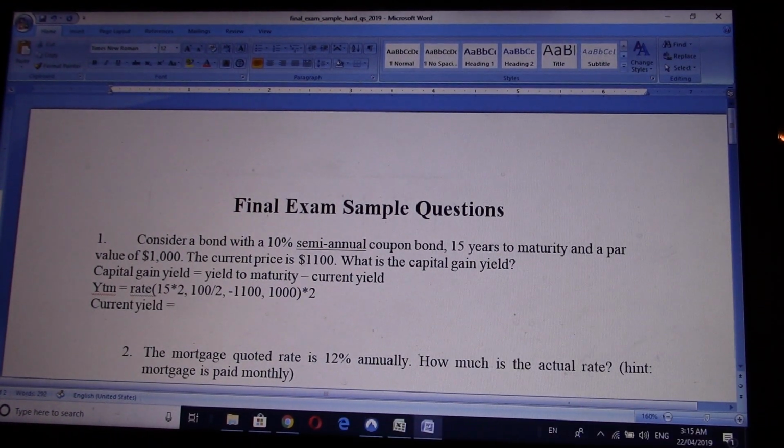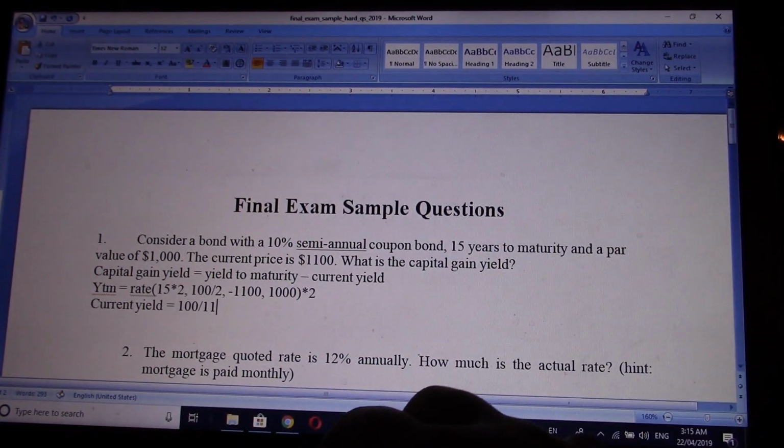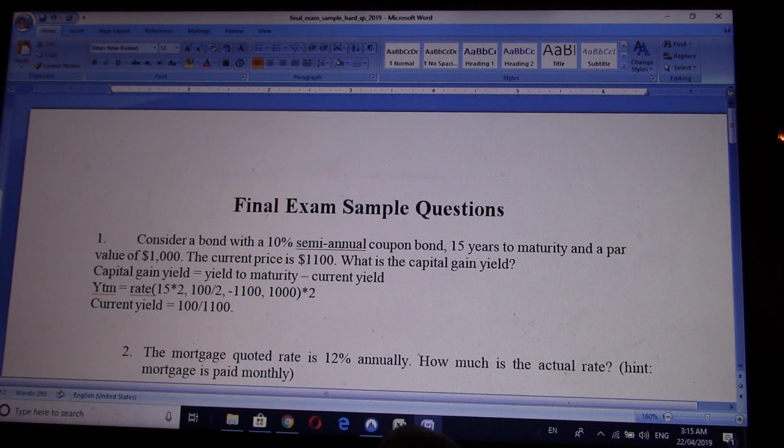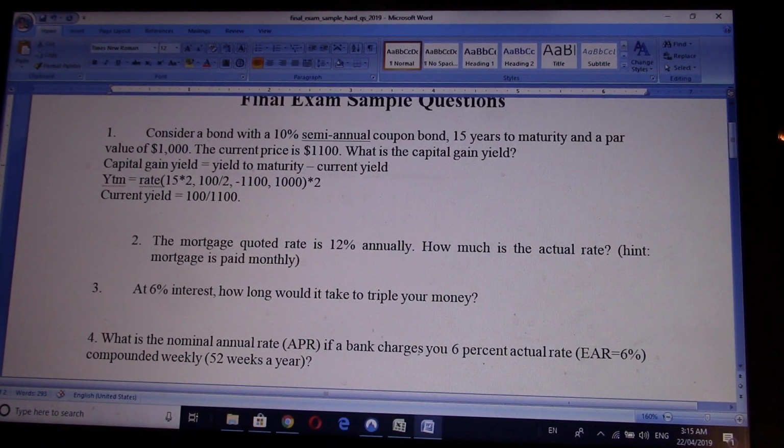should equal the coupon, 100. It has to be the annual coupon divided by price. And then you see you get the difference of YTM and current yield, so you can get the capital gain yield. So this is this question.